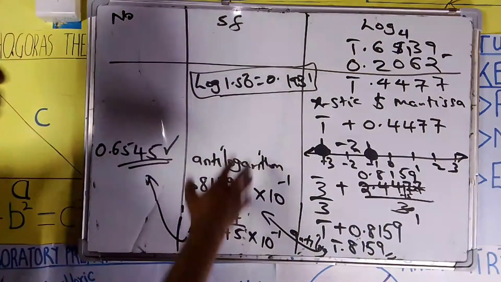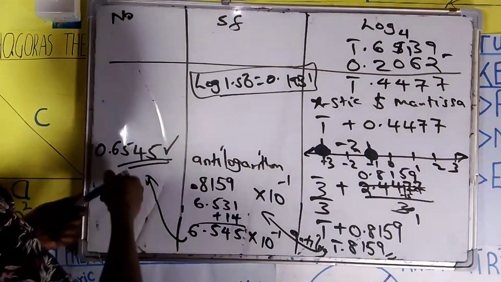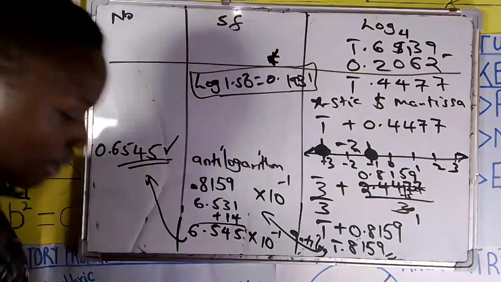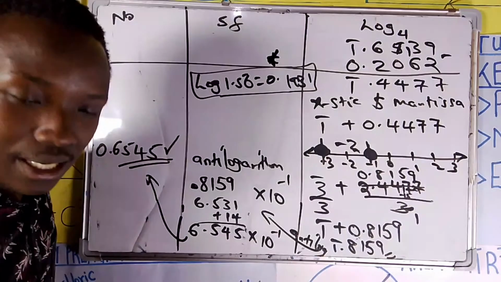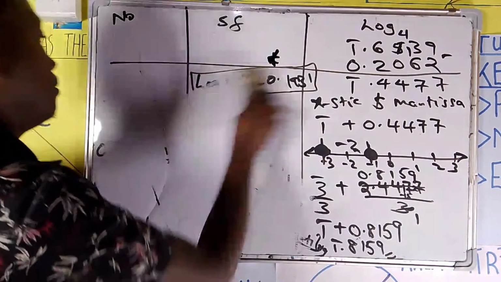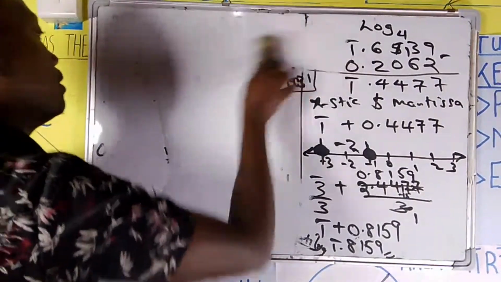Yes, that logarithm must be wrong. My logarithm here is wrong. So go with the right logarithm. Sorry for that. My table has an error. The mathematical table has an error.